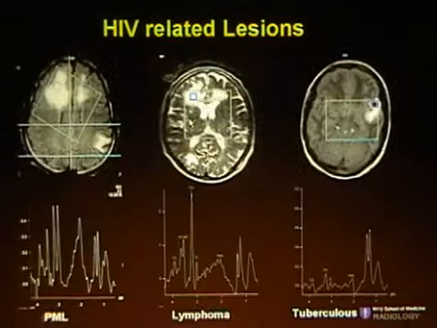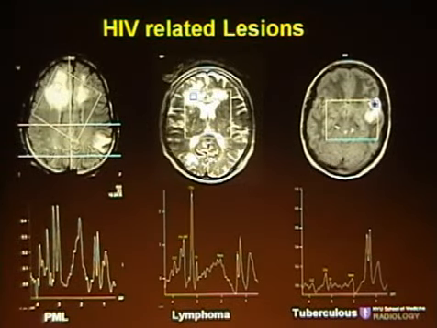And so if you were to see a very bizarre looking spectrum, you're probably dealing with a pyogenic abscess. In the setting of PML with HIV, you'll see decrease in NAA from the neuronal loss. You may see some lipid and lactate. You'll see elevation of myoinositol and elevation in choline.